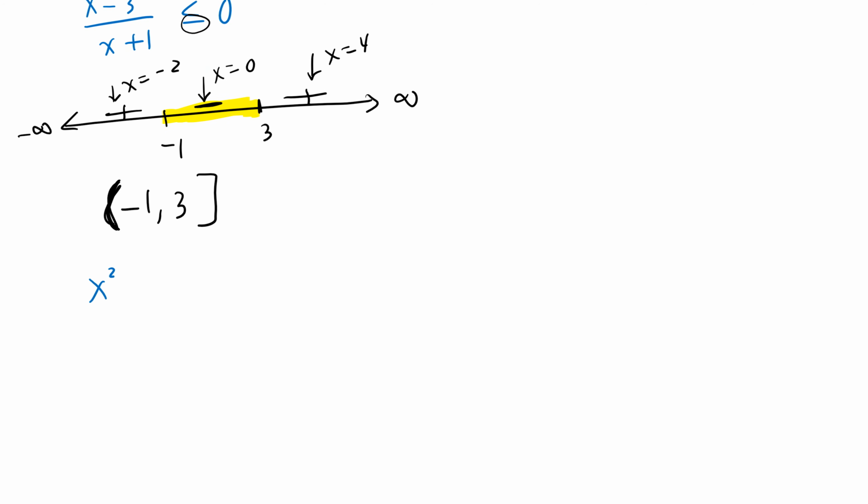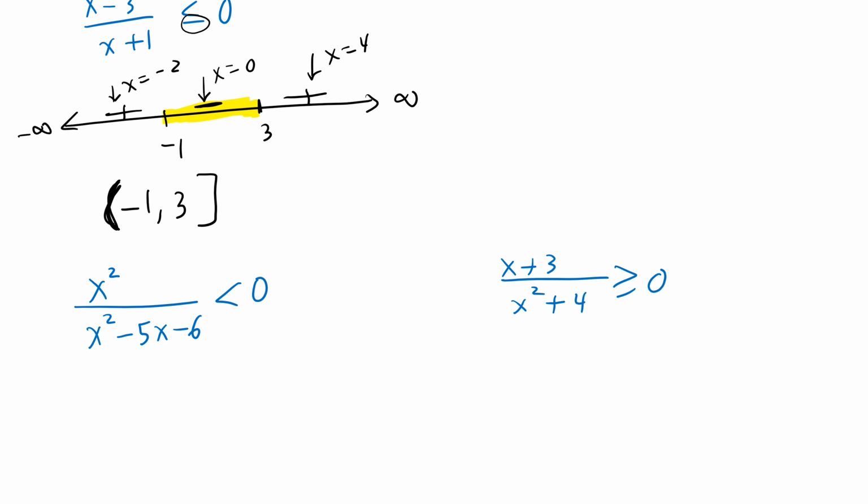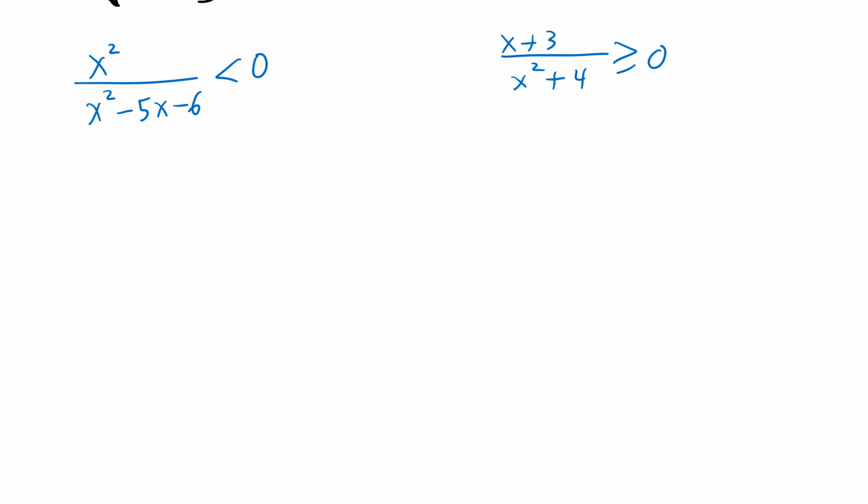Another example, say x squared over x squared minus 5x minus 6, and then let's say it's less than 0. Now we're going to look at another one, x plus 3 over x squared plus 4 bigger than or equal to 0. We're going to look at these two examples. So first, nothing can be done on the top, but the denominator I can factor as x minus 6, x plus 1.